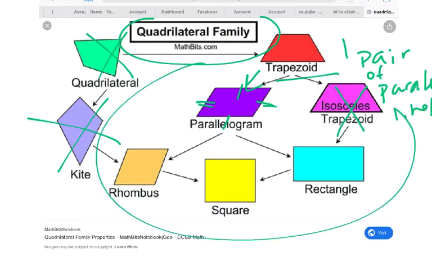But we know a rhombus is a rhombus because all sides are the same. A rectangle is a rectangle because it has four right angles. And a square is a rhombus because it has all sides the same. And it's a rectangle because it has four right angles. So a square is technically a rectangle. A rectangle is not a square, but a square is technically a rectangle. It's kind of weird to think about.